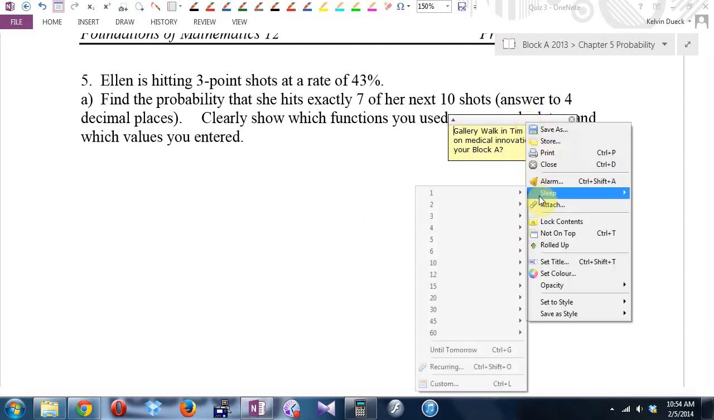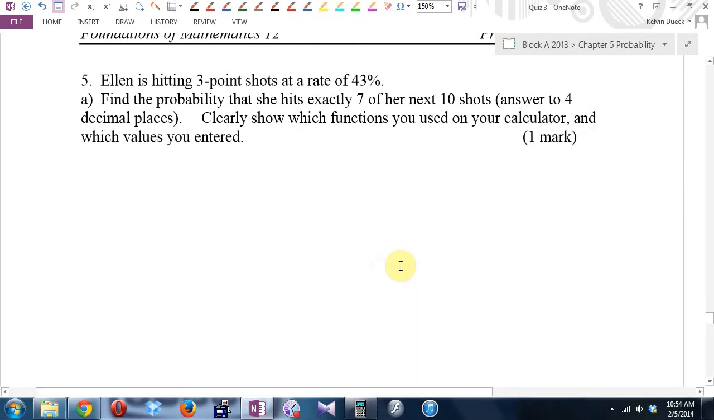Let me sleep this for 10 more minutes. This is something we may get to if I can, but I might not because I want to make sure I go over this quiz.